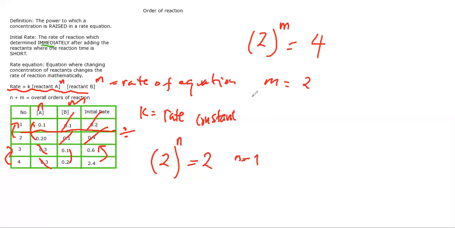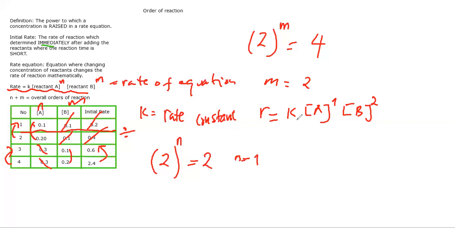Therefore we can write the rate equation: rate equals k, the rate constant, times the concentration of A raised to the power of 1, multiplied by the concentration of B raised to the power of 2. When you read this, you have to mention that the rate equation is first order with respect to the concentration of A, and second order with respect to the concentration of B. That's so simple. Let me repeat one more time.